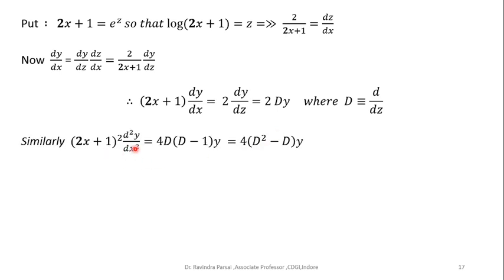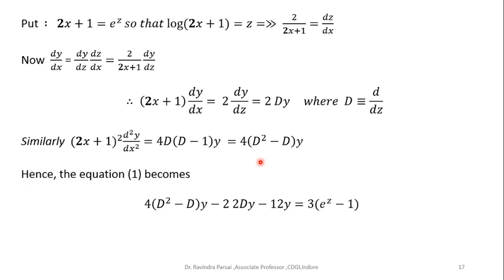Similarly, we can obtain this value: (2x plus 1) whole square d2y by dx square equals 4D into (D minus 1). There is an addition of one more factor, D minus 1. So just multiply this inside. In this question you have second order derivative terms only, so only this derivative replacement is required. Then on putting this in, after simplification, this gives you (D square minus 2D minus 3) y equals 3 upon 4 of (e raised to z minus 1).